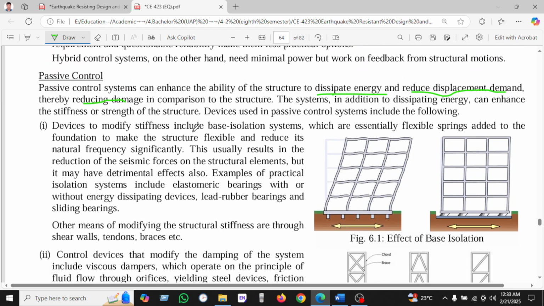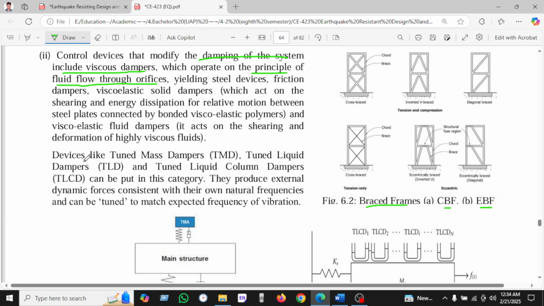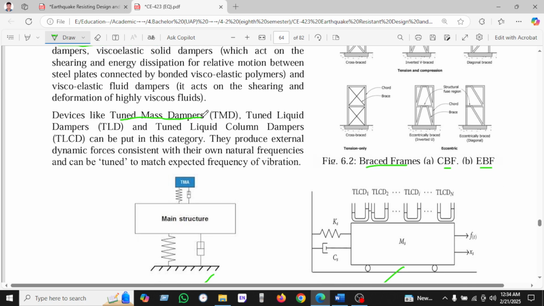One device modifies stiffness, including the base isolation system, which is essentially a flexible spring at the foundation that makes the structure flexible and reduces its natural frequency significantly. Another is a control device with modified damping, which includes various viscous dampers, whose operating principle is fluid flow through an orifice.